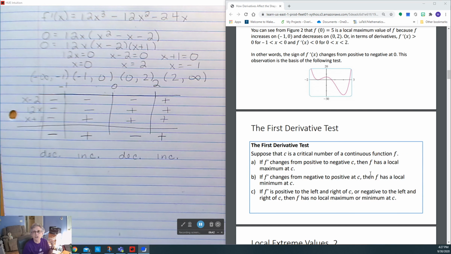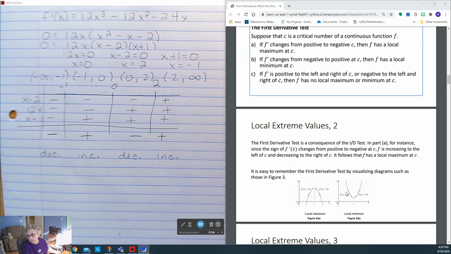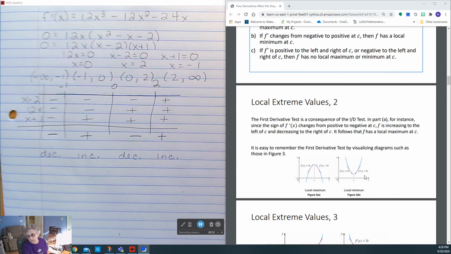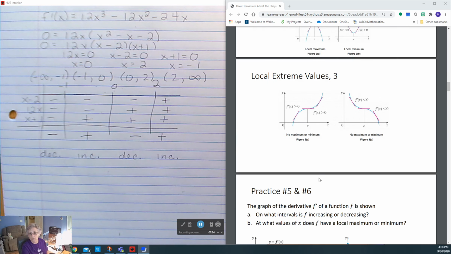If the derivative changes from negative to positive, and I always draw it in the air, if we go from negative decreasing to positive increasing, then we have a minimum. If we go from positive increasing to negative decreasing, we have a maximum. There's the pretty picture. Greater than 0, less than 0. Derivative less than 0, greater than 0. Now, just because the derivative is equal to 0 doesn't mean we have a critical value. Remember, you could just have a flat spot in your graph.